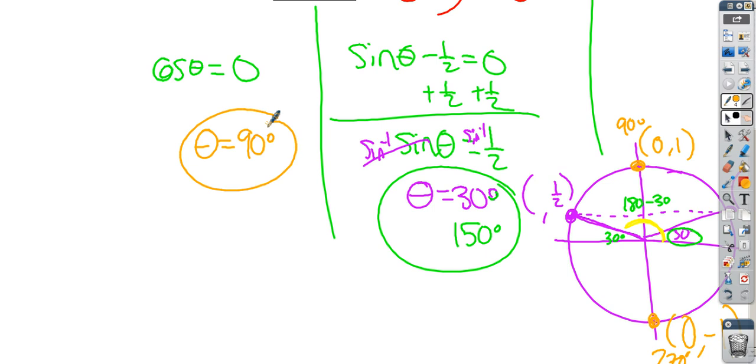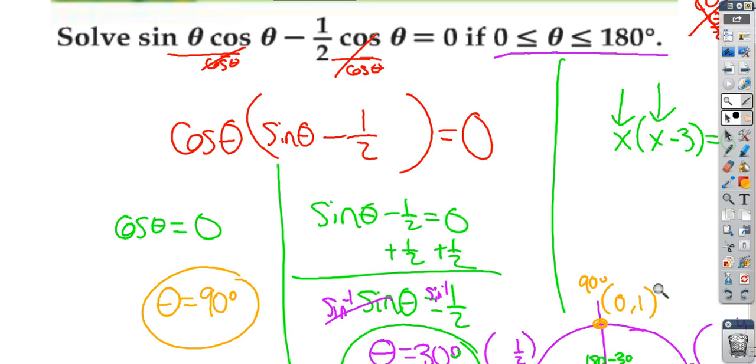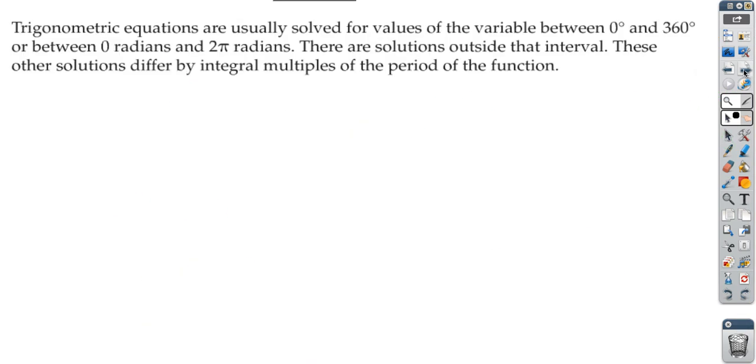So those are our three solutions: 30 degrees, 90 degrees, and 150 degrees are the answers. And we could test those by plugging them in. Plugging them into the original equation, we would get something true. Alright, so that's an example of factoring the greatest common factor.